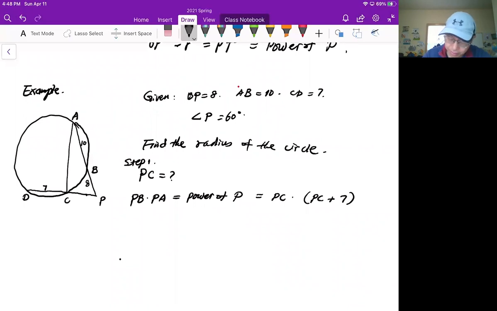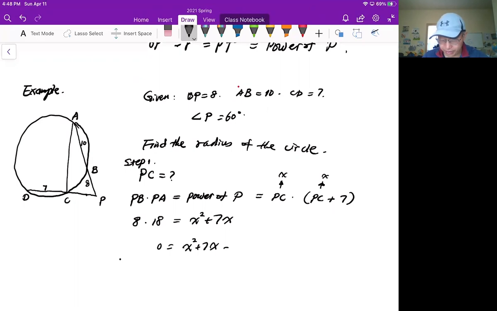So the left hand side, PB is 8, and then you get 18. Let me use X for PC. So X here. So I get X squared plus 7X. So it's X squared plus 7X minus, 8 times 18 is 144. So 7X minus 144. So how to simplify that? How to factor this? I want to do the factoring, right? Plus something, X minus something.